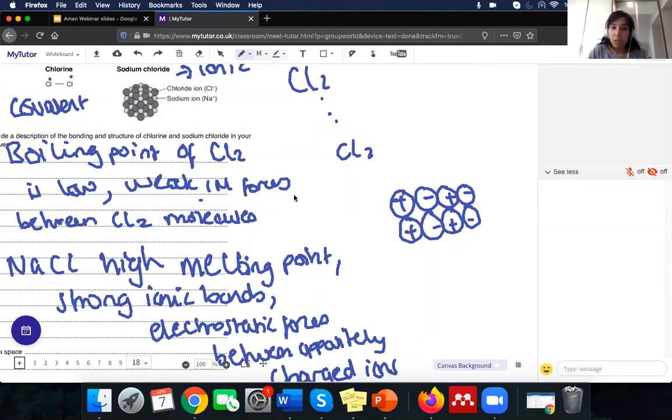It does not have intermolecular forces. It's not made of molecules. Remember, intermolecular forces is only in simple molecules, and at the moment, graphite that we've covered has intermolecular forces.